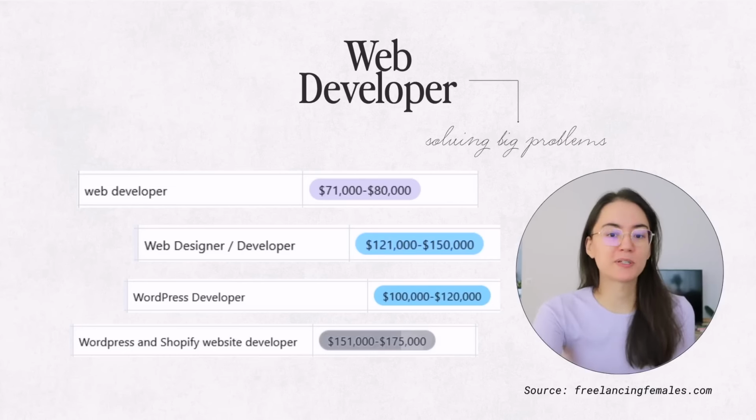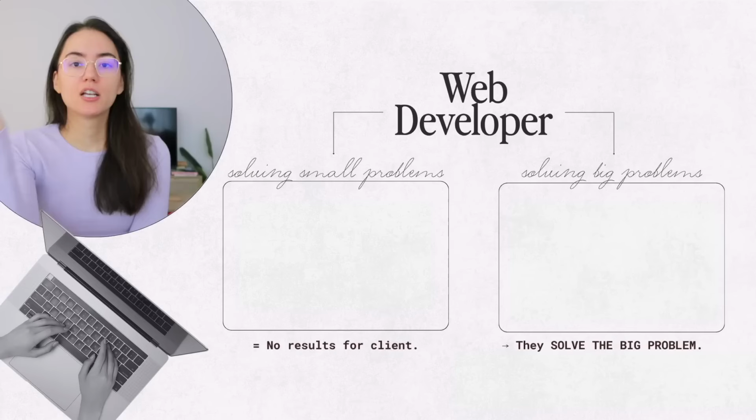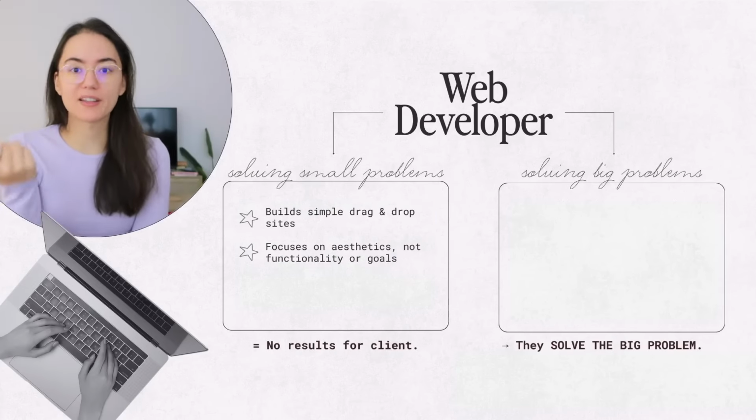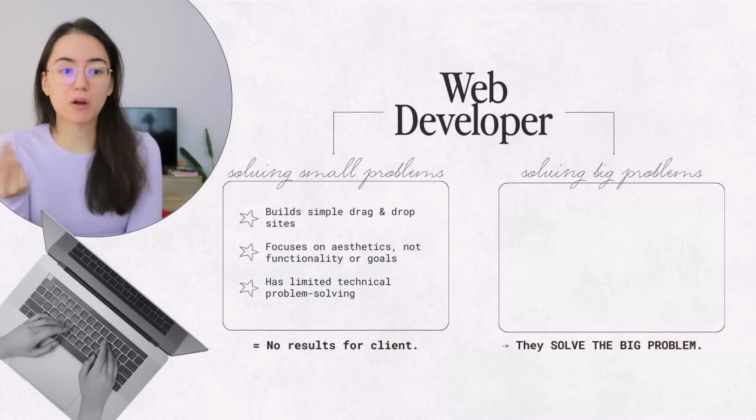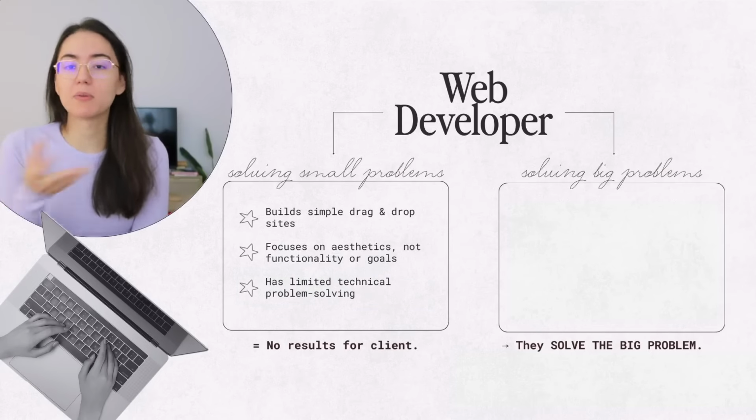All right, another example: web developer. Lots of web developers are making great money, over six figures. Solving a small problem as a web developer could be just building simple drag and drop sites, focusing on aesthetics but not so much functionality or goal. Maybe you have limited technical problem solving, or you don't really care about problem solving for the client. When something comes up, there's no result for the client.